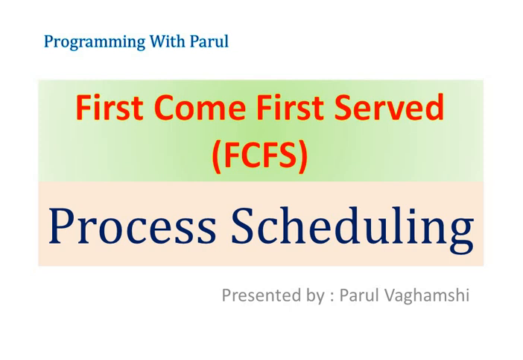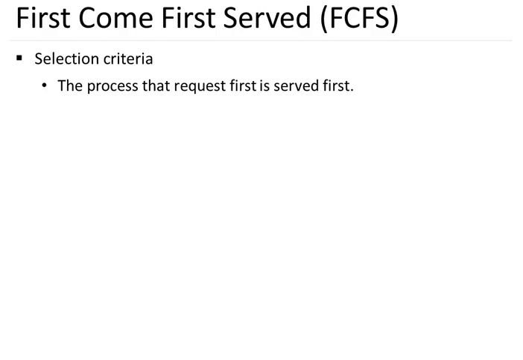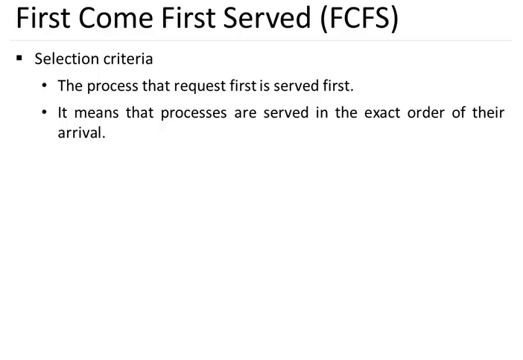Okay, so as you observe, notice this name, first come first serve. So whoever comes first and requires CPU will be served first. So let's go into detail. The selection criteria in this algorithm is that the process that requests first is served first. It means that processes are served in the exact order of their arrival.